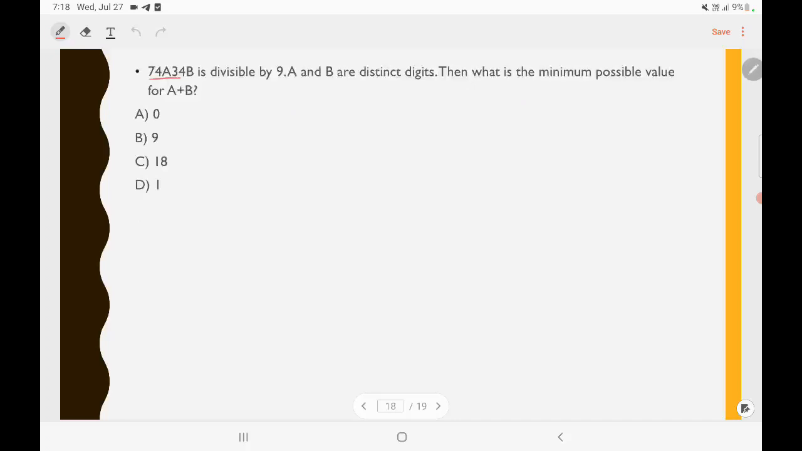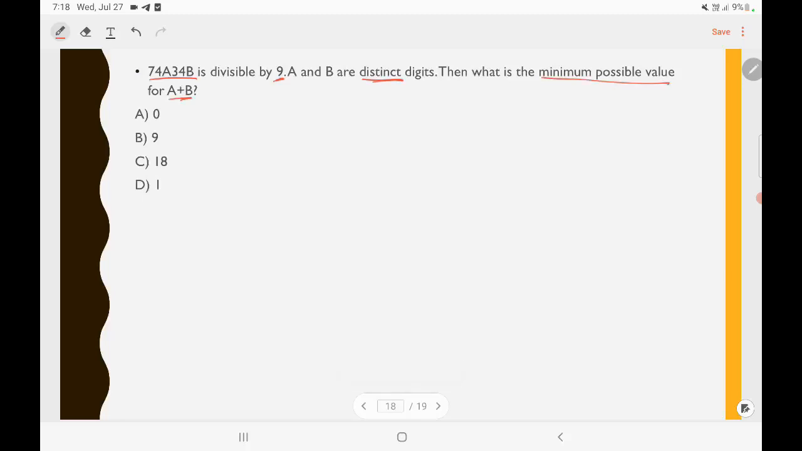Now let's check one more example. 74A34B is divisible by 9. A and B are distinct digits. What is meant by distinct digits? It means that A and B are different. Then what is the minimum possible value for A plus B?